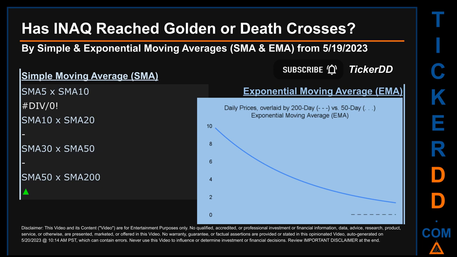For simple moving average, by comparing 50 to 200 days, we found a bullish golden cross signal since the 50-day SMA crossed above the 200-day. Continuing with SMA, we looked across the 5 to 10, the 10 to 20, and the 30 to 50-day ranges to see if golden and death crosses had been reached. We could not find either a golden cross or a death cross signal for the 5 to 10, the 10 to 20, or the 30 to 50.